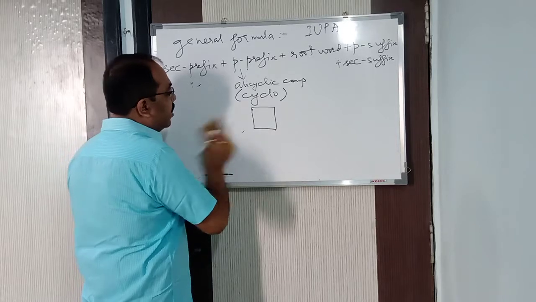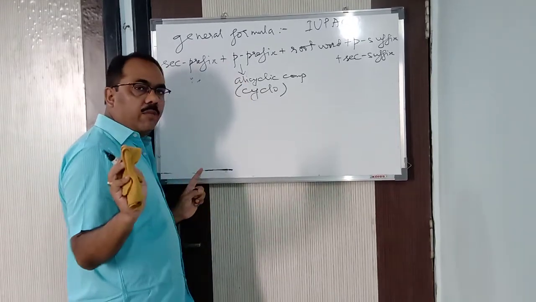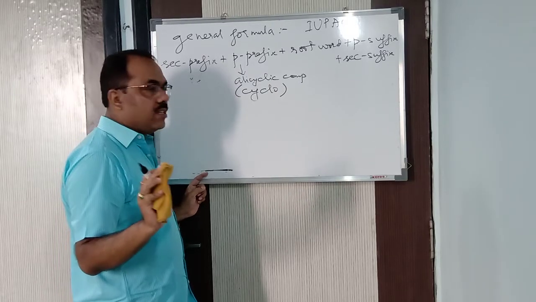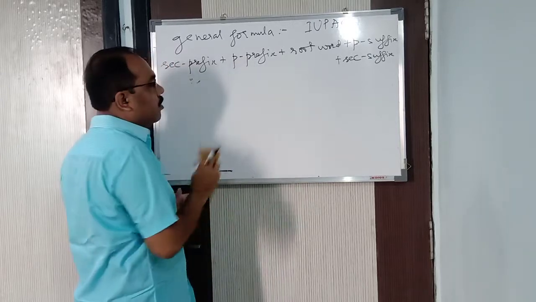So a primary prefix is used only for a particular kind of compound. What is that? Alicyclic compound. Not for aliphatic, nor for aromatic. It is used only for alicyclic compounds, which is known as cyclo. This you have to remember only for alicyclic.